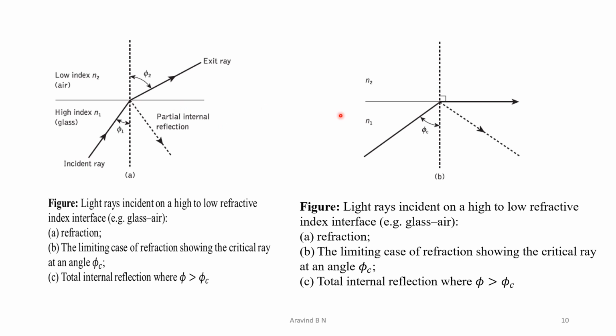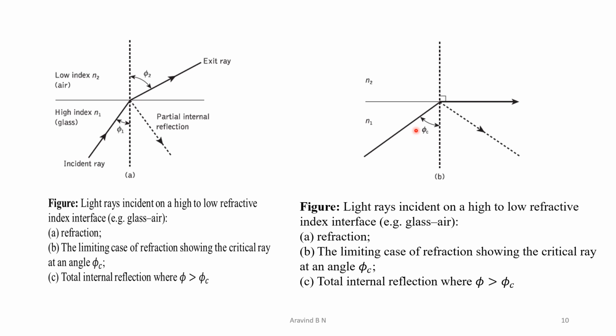Now, you can go through these two diagrams and the relevant explanation, and just remember them. This medium is of higher refractive index, this one is of lower refractive index, and here refraction is happening. That means light is escaping from this medium into another medium. The angle of incidence is phi 1, which is quite small. Therefore, it escapes into the other medium, and that angle is known as the refraction angle, phi 2.